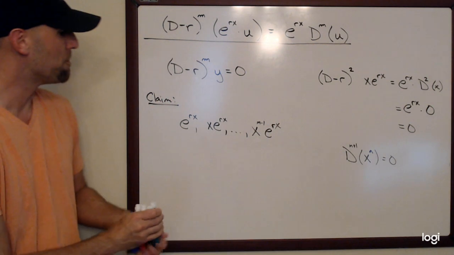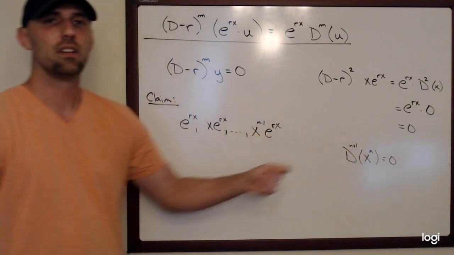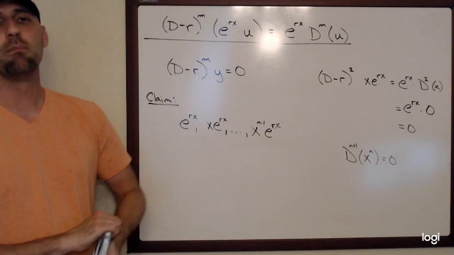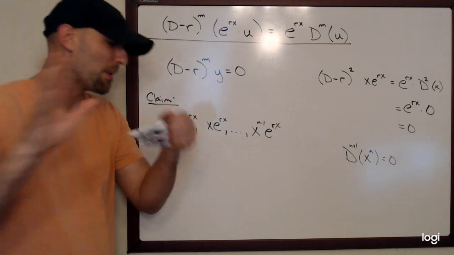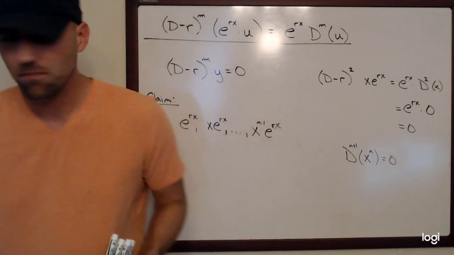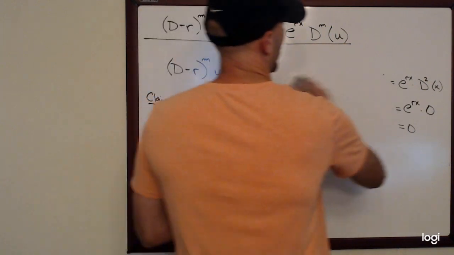So it turns out this is how we handle roots of multiplicity larger than 1. Again, let me just do a quick example. Let me do a real quick example here. So let's see.